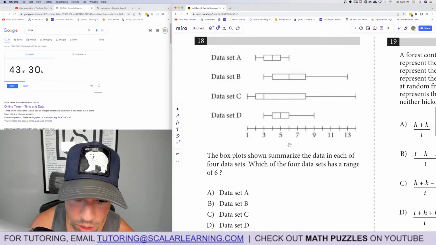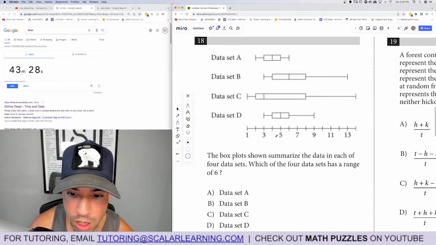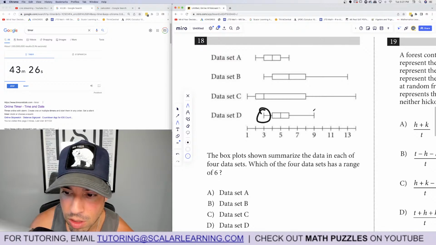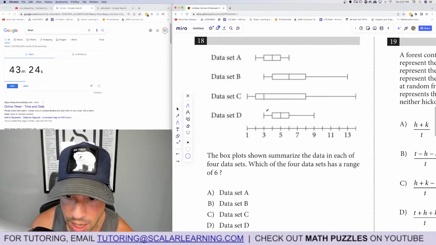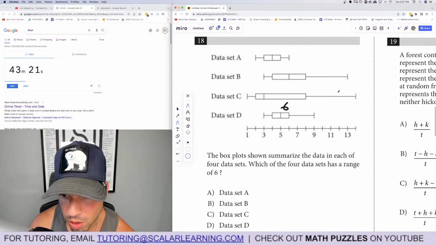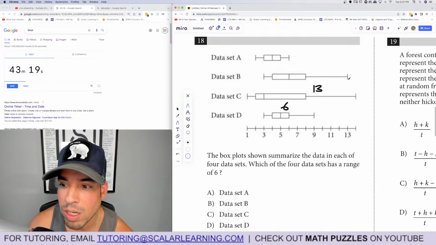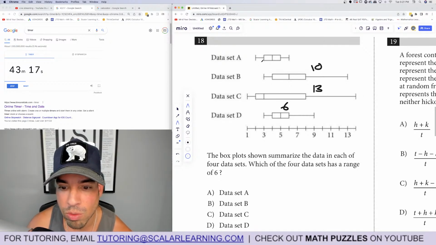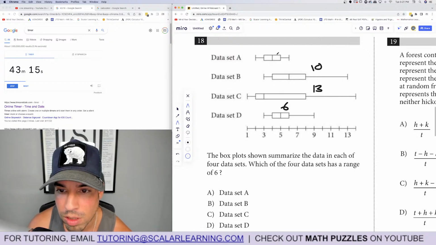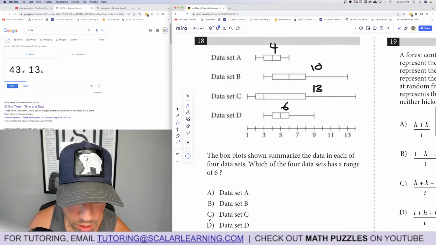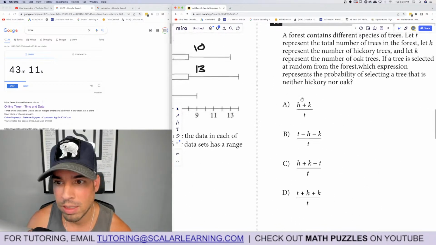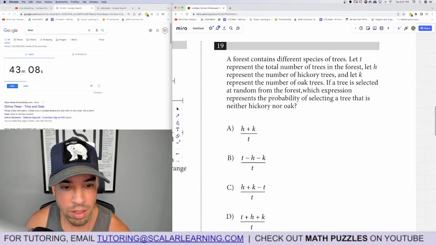All right. The box also summarizes which of the 4 data sets has a range of 6. Range is from here to here. And literally, actually, that's the one. Look, 3 to 9, that's 6. This has a range of 1 to 14, which is 13. This has a range of 3 to 13, which is 10. This has a range of 2 to 6, which is 4. So D is the winner. Done.